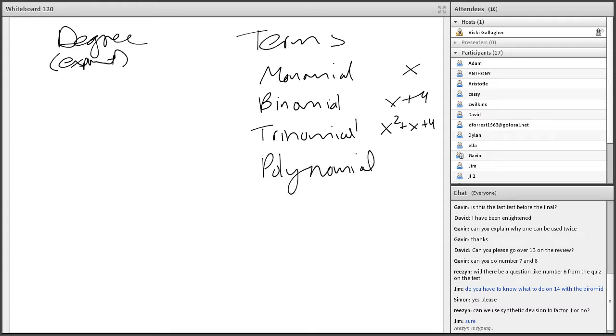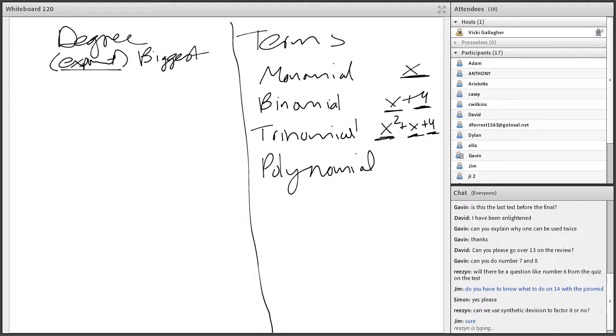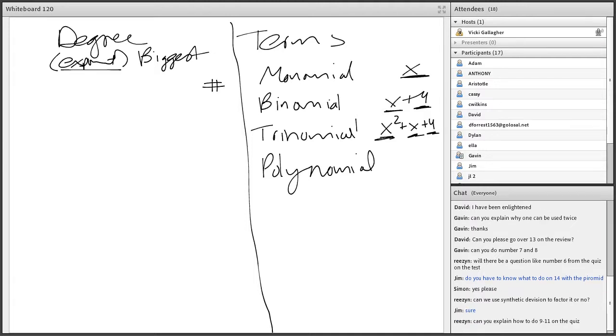This is usually the second word that you write. So monomial is one thing, binomial is two things, trinomial is three things, and anything bigger than three is called a polynomial. Now degree is based on the biggest exponent in the problem. And if a problem doesn't even have a variable in it, if it's just a number and there are no letters at all, that's called a constant.